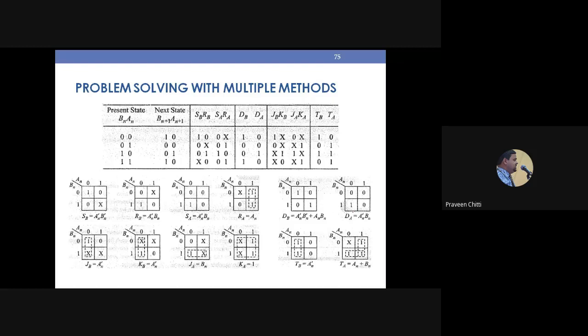That is simple, actually. Counter design is a very simple method, provided you have understood the concept of what is called an excitation table, present state, next state concepts. If you know the present state, next state and the excitation table, very easily you can design anything and everything using any flip-flop, right?